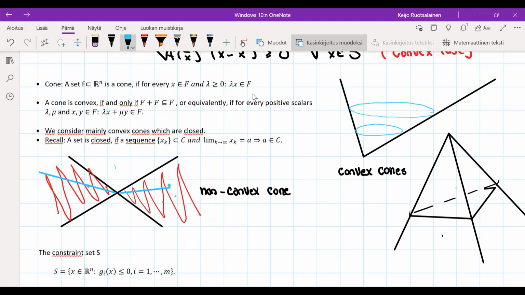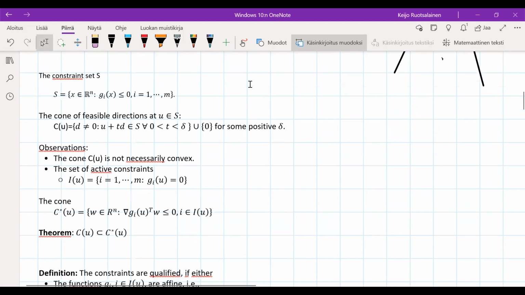And then we start to investigate the cones related to our constraint set. So first the constraint set. I write here this letter capital S. In my slides, sometimes I have the capital letter U. I switch them from time to time.